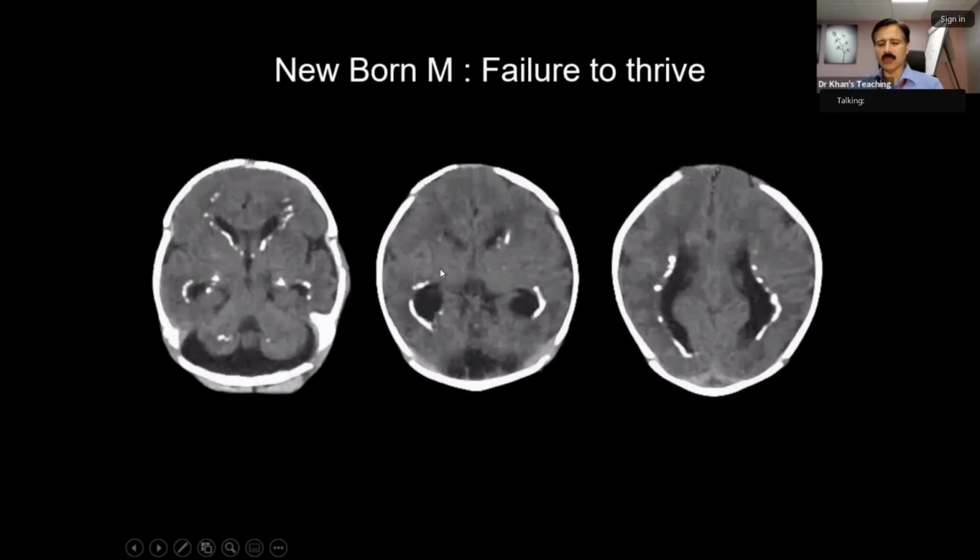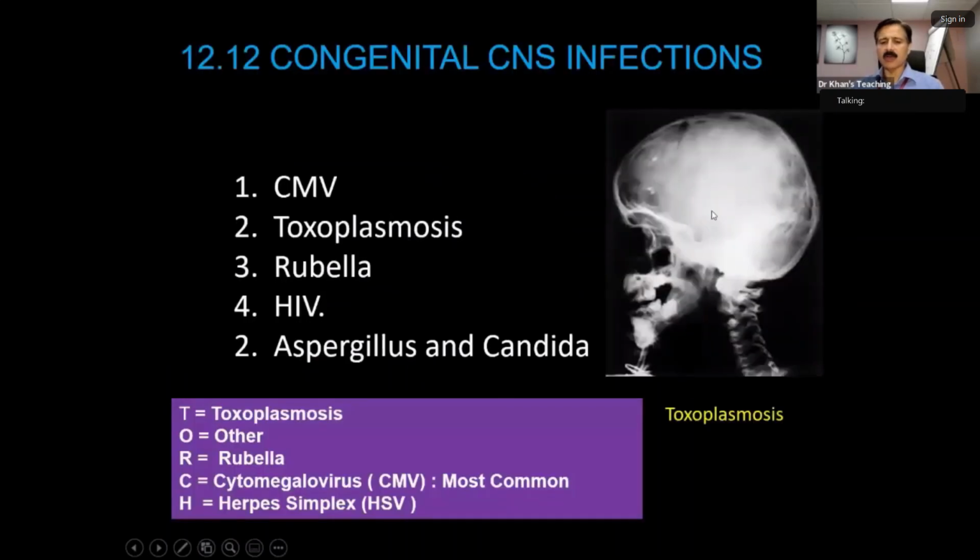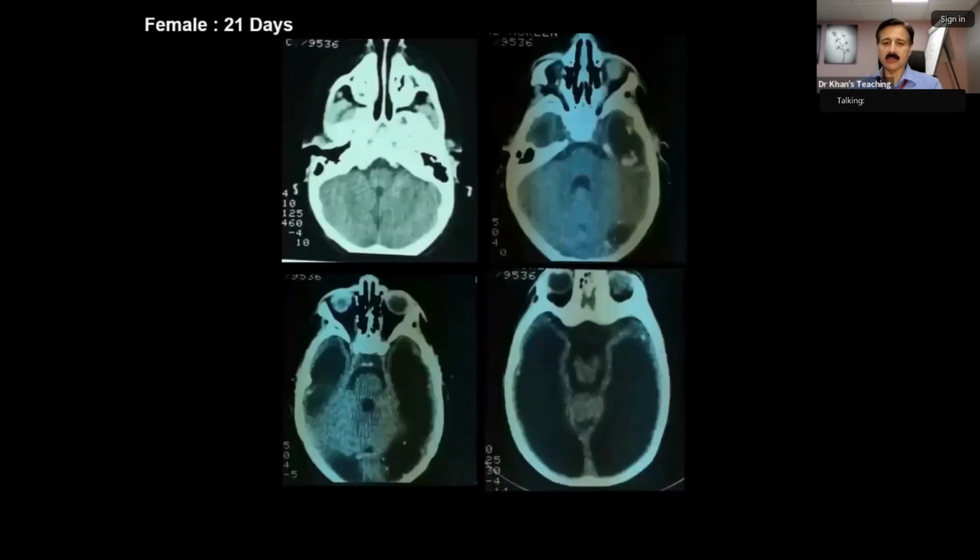And they will show you in the exam a neonate with intrauterine skull calcifications on a plain film. It used to come so often in the past. They can also show you a CT scan. Basic concept is that this is not hydrocephalus. This is parenchymal destruction. But there can be so many patterns.